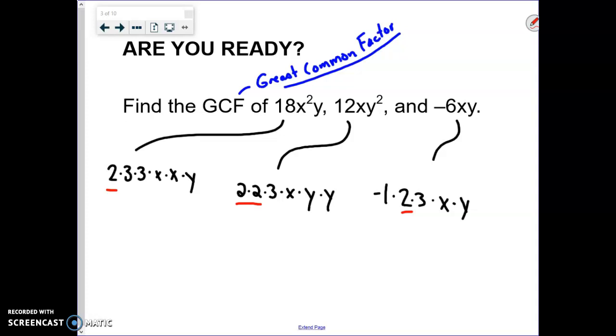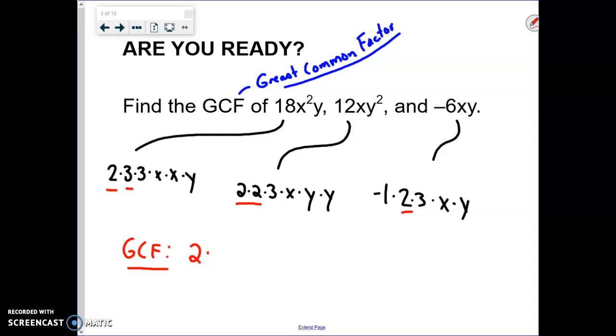Now, yeah, I know what you're saying. You're saying, yeah, but there's 2 2's right here. Yeah, but this one does not have 2 2's, and neither does this. The most 2's they have in common is just 1, and so that's going to be a part of our greatest common factor. So if I write the greatest common factor here, ladies and gentlemen, it's going to be 2 so far.